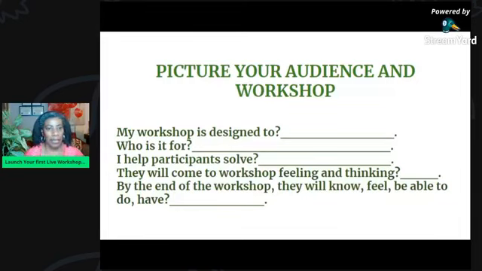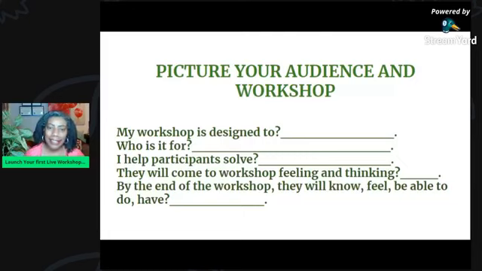Now, they will come to the workshop feeling and thinking, when people sign up for your workshop, how are they going to feel? How will they feel? Will they feel anticipated and excited to attend your workshop?